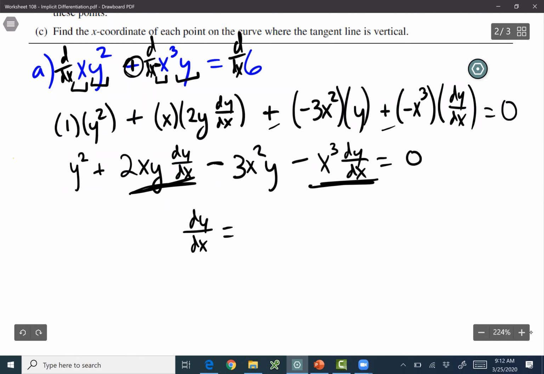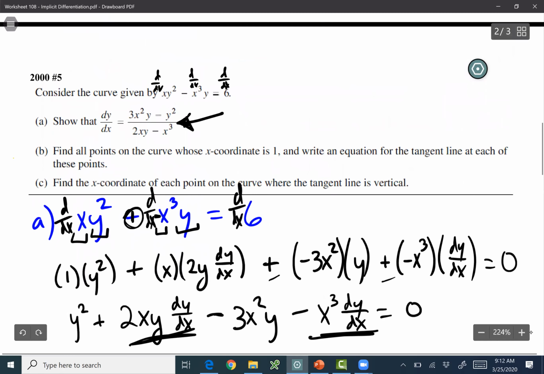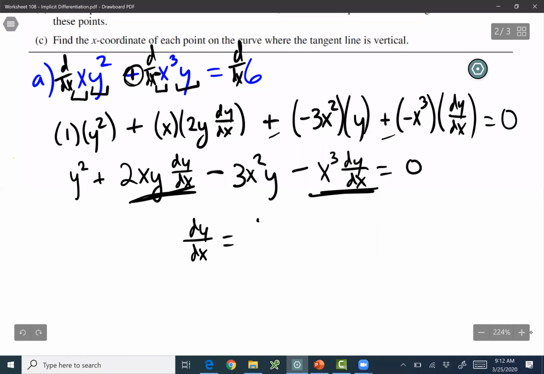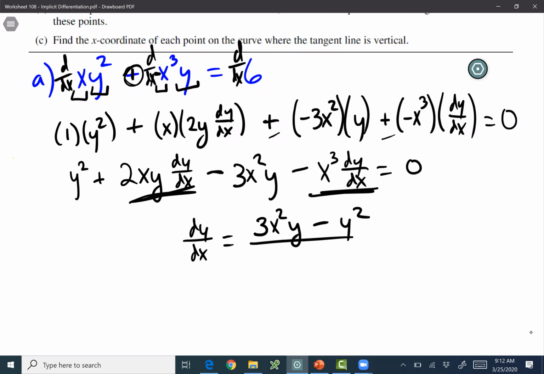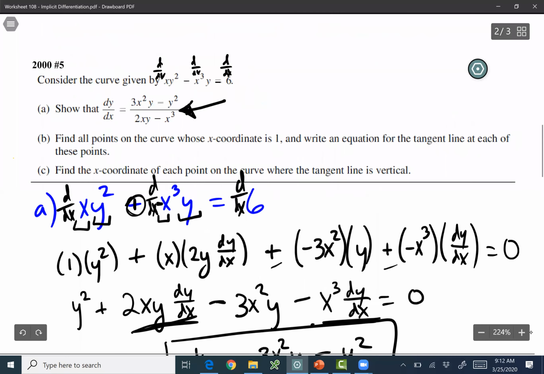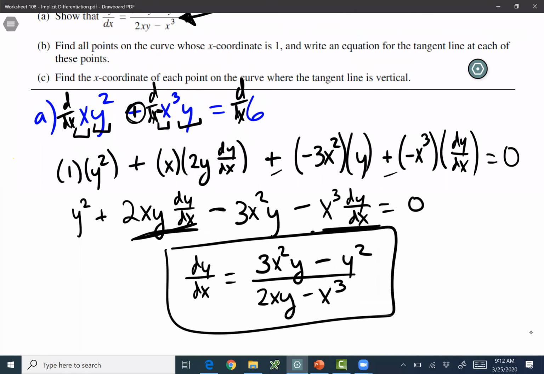So it'll be, I'm going to put this one first because it has an x and because it looks like the one with the x with both of them went first. So when we flip it, we get 3x squared y minus y squared, right? We're flipping those guys' signs all over. Then the other two keep their signs, 2xy minus x cubed. And that's our answer. So we've proven it. We don't have to do any more work.